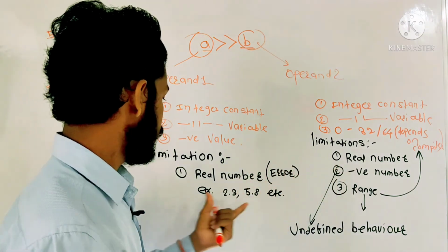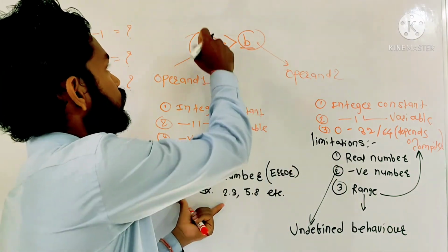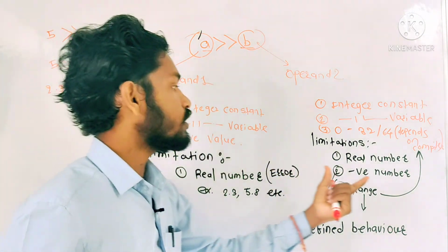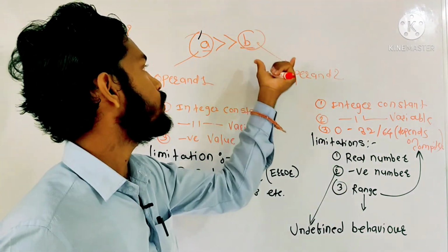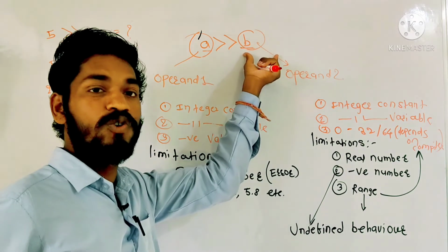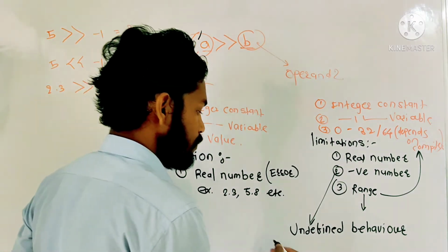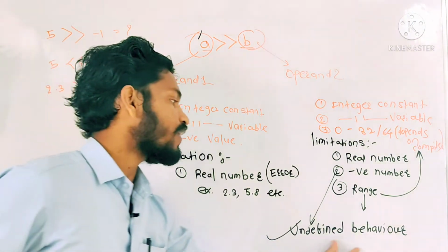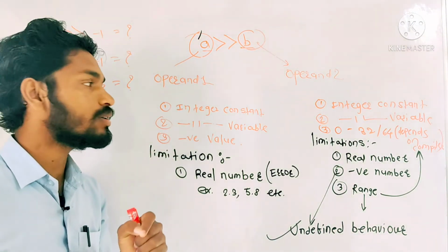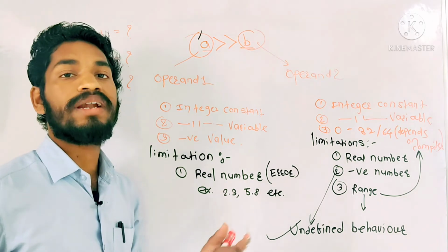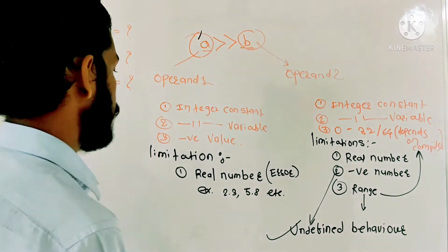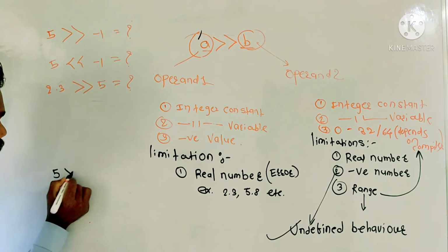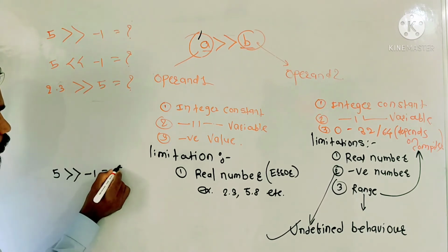There is no limitation on negative numbers as operand 1, and we can use a negative number there with no issue. But if I use a negative number as operand 2, the compiler again works like undefined behavior. But in advanced compilers we can predict the output. Suppose the question is 5 right shifted by -1 is equal to question mark.